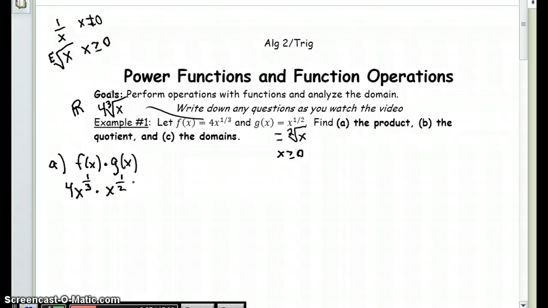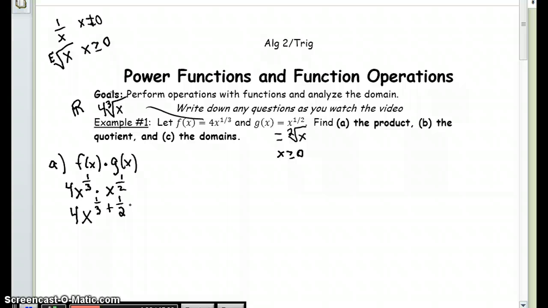Now, in order to add these exponents, remember if bases are the same, we keep the base the same when we multiply and we add the exponents. So this is really telling us to have 1/3 plus 1/2 as an exponent. Alright, now in this problem we have 1/3 plus 1/2. We need a common denominator to add those fractions together.